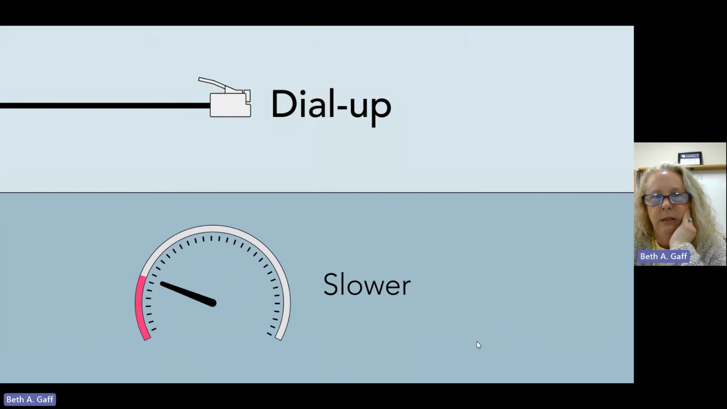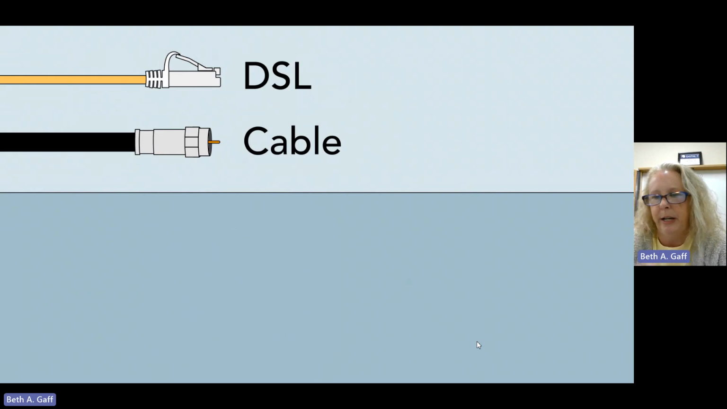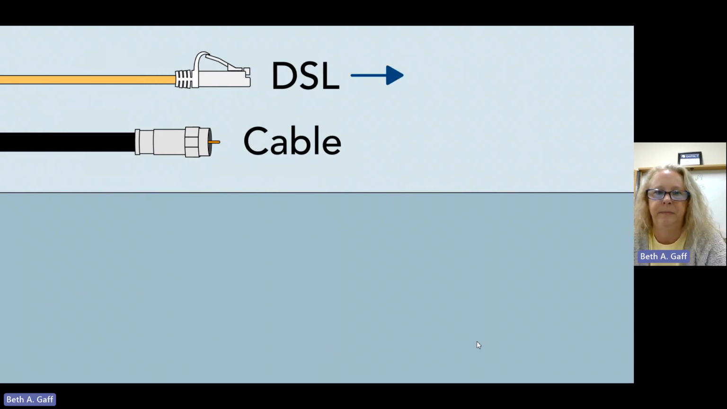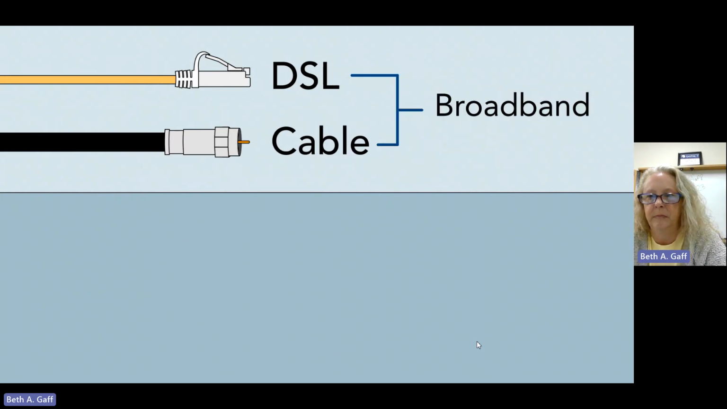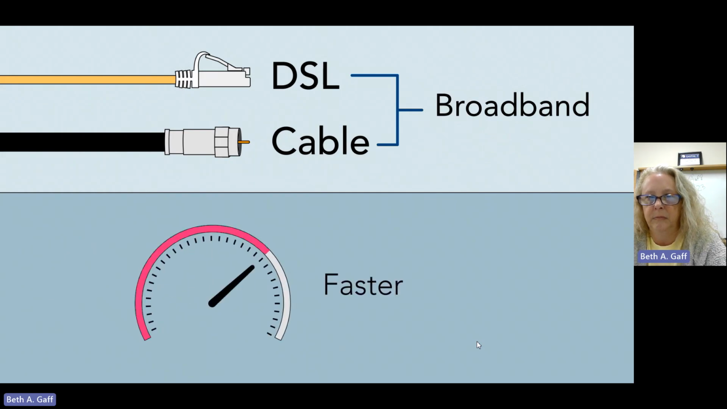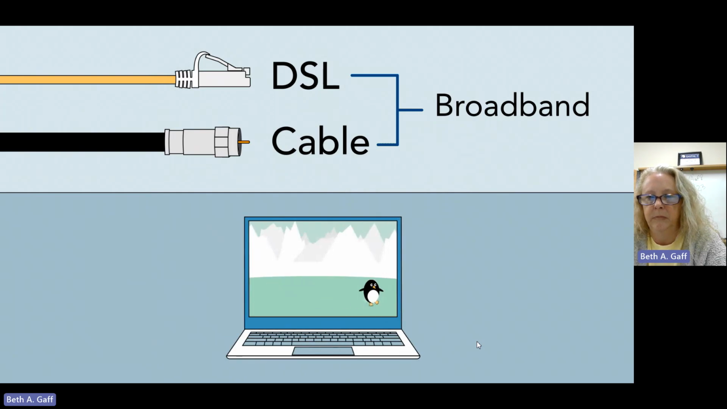It's usually much slower than other types of internet connections, so it's generally outdated. I don't really make dial-up anymore, but in some areas it may be the only option available. Generally, DSL and cable are better options. DSL plugs into your phone line, and cable uses your cable TV connection. These are both known as broadband internet connections because they offer much faster speeds than dial-up. This makes it easier to watch videos, play games, or browse the web.